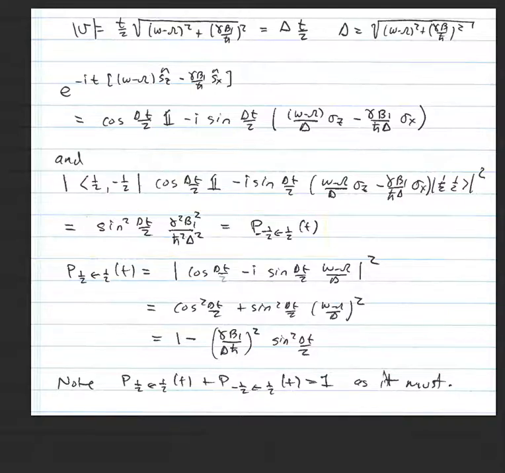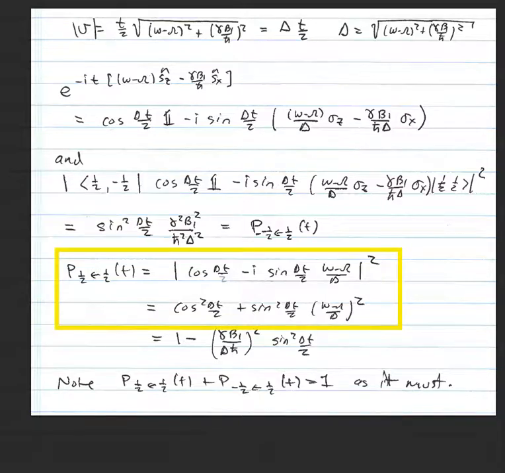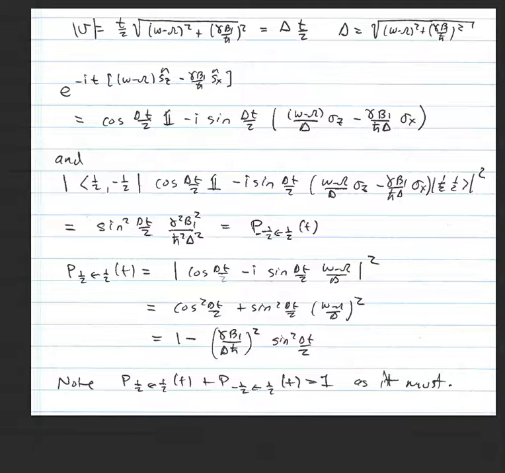You might ask, what is the probability to stay in the 1/2 state? Well, we can work that out as well. You find that that's going to be the modulus squared of cosine (delta t over 2) minus i sine (delta t over 2) times (omega minus big omega) over delta. That's going to give us a cosine squared plus a sine squared. And if you work out using the fact that cosine squared plus sine squared is 1, you can rewrite that as 1 minus (gamma b1 over delta h bar) squared times sine squared (delta t over 2). But of course, that's exactly what it has to be because these two probabilities must add up to 1. And so, indeed, we verified that this works.